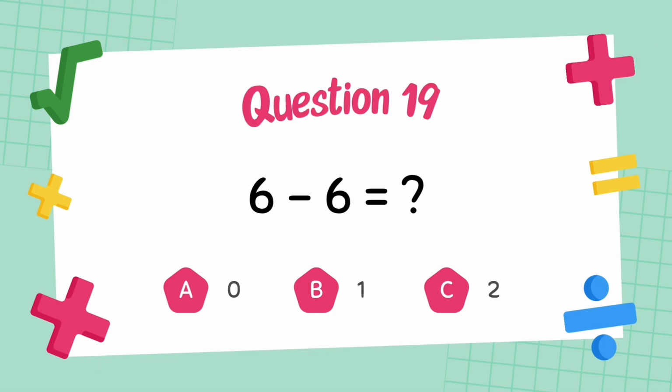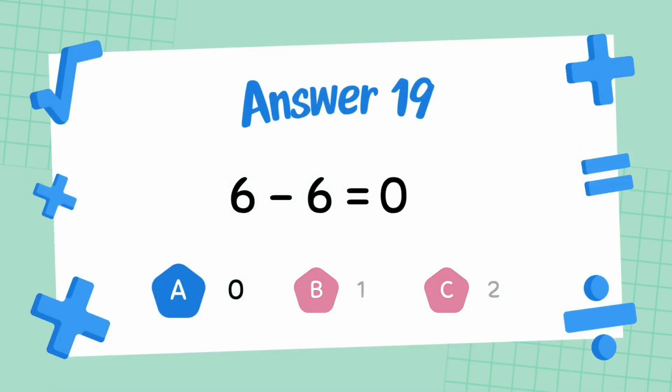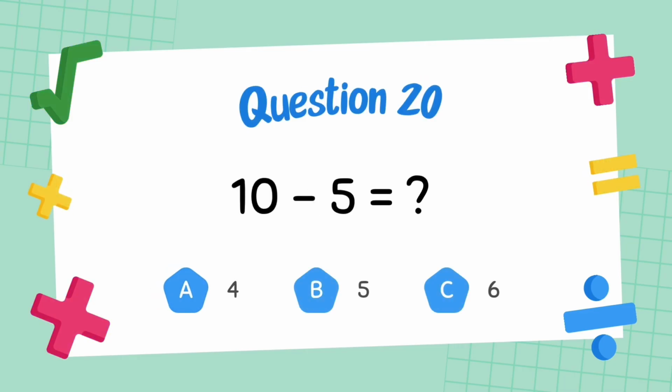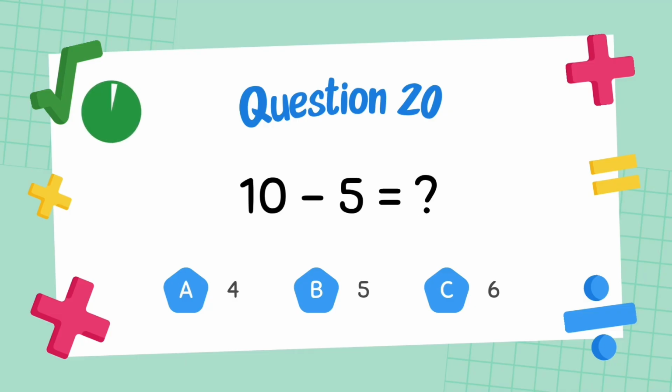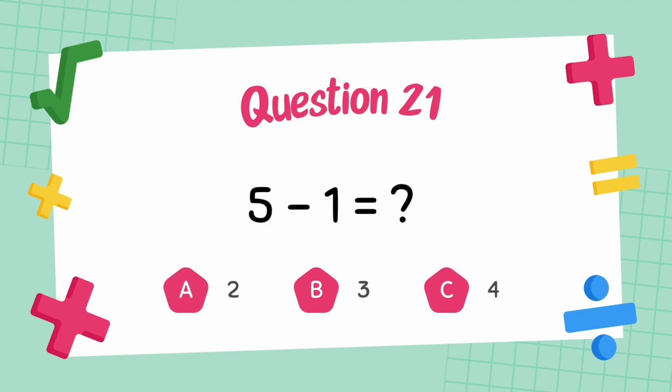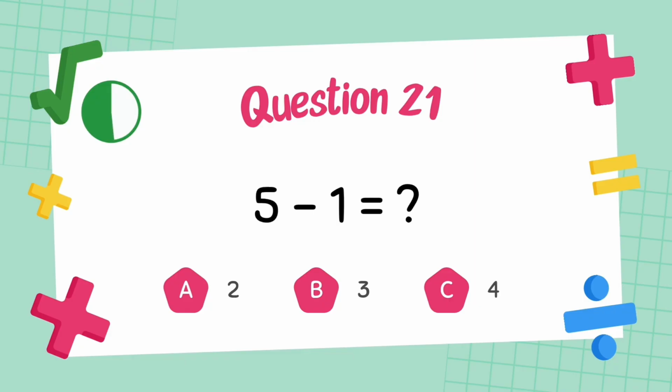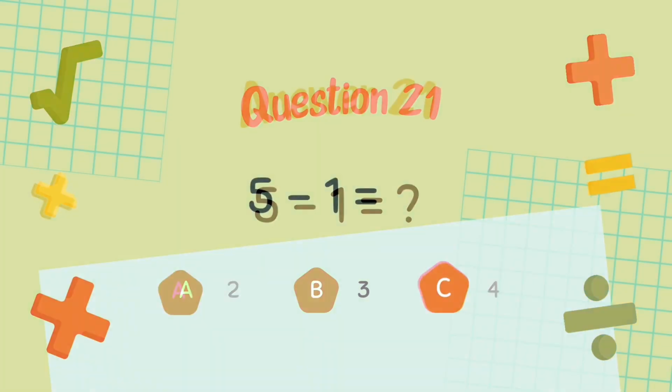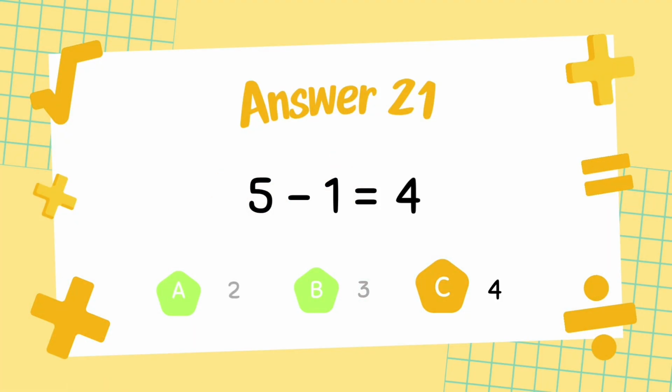What is 6 minus 6? The answer is 0. What is 10 minus 5? The answer is 5. What is 5 minus 1? The answer is 4.